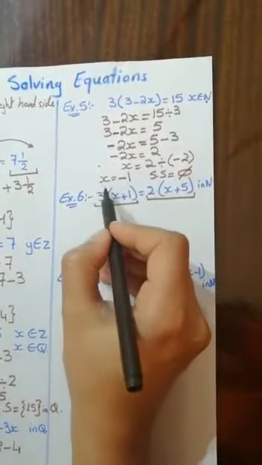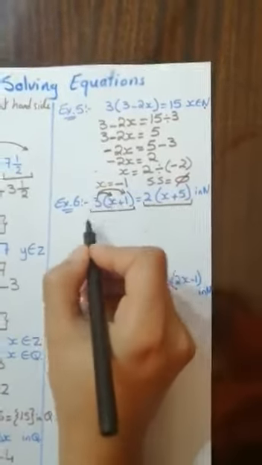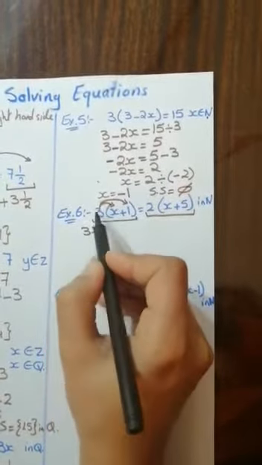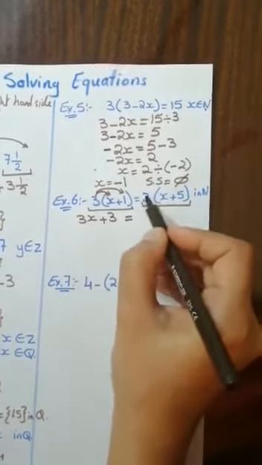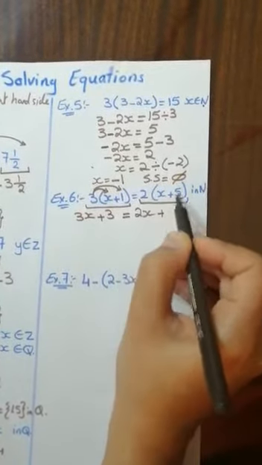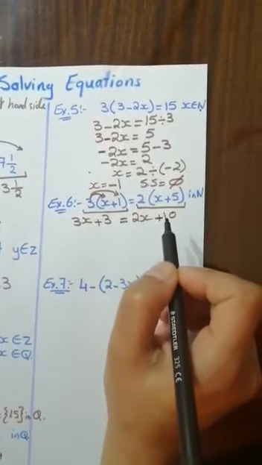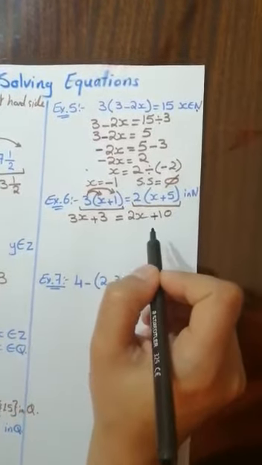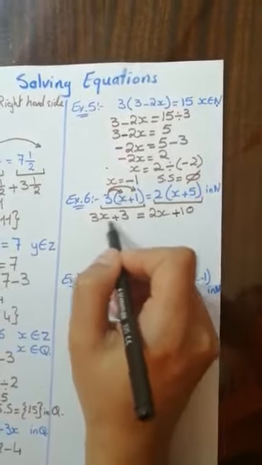So let's distribute the 3 over the bracket. It's going to be 3 times x, it will be 3x. 3 times 1, it will be 3, equals 2 times x, it will be 2x, plus 2 times 5, it will be 10. Now this is the usual way you used to see the equation. X is on one side and another x is on the other side.